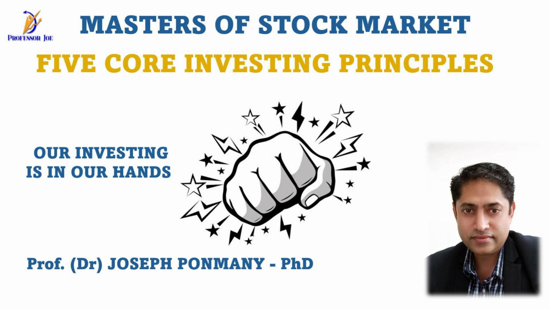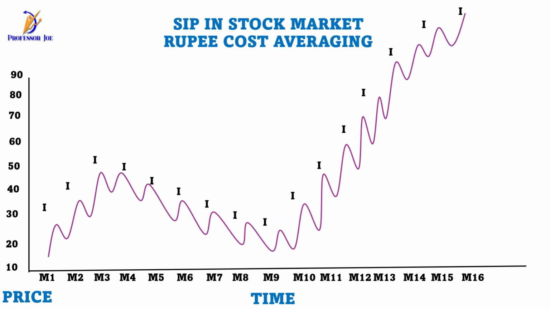Your first step is to use the core principles of Masters of Stock Market, our 5 core principles. You use the 5 core principles and identify a good, strong stock. After that, start investing in that particular stock every single month. Over here, you can see the left side is the price, 10, 20, 30, and so on, and going towards the right side is the month: month 1, month 2, month 3, month 4, and so on.